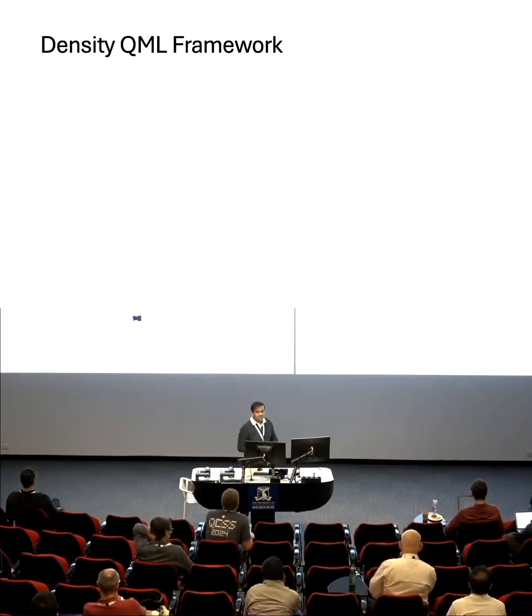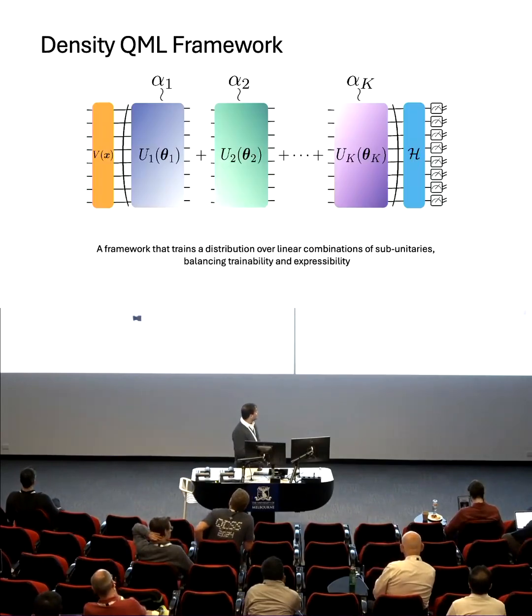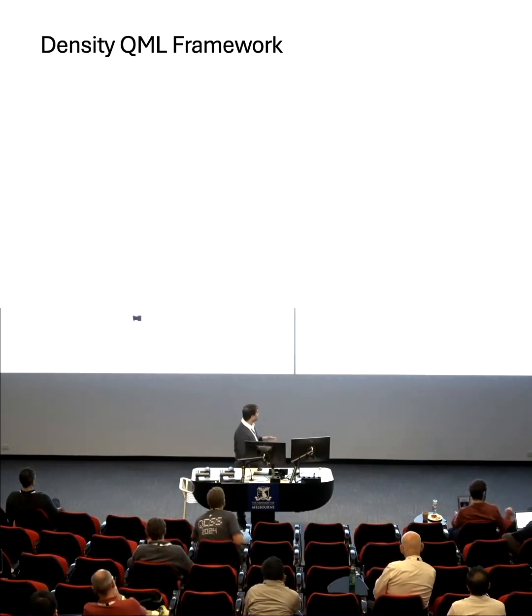All right, so with all that motivation in mind, I would like to introduce the density QML framework. This framework proposes to train a distribution over linear combinations of unitaries that can possibly balance trainability and expressibility. I'll give an example of how to implement this in practice.